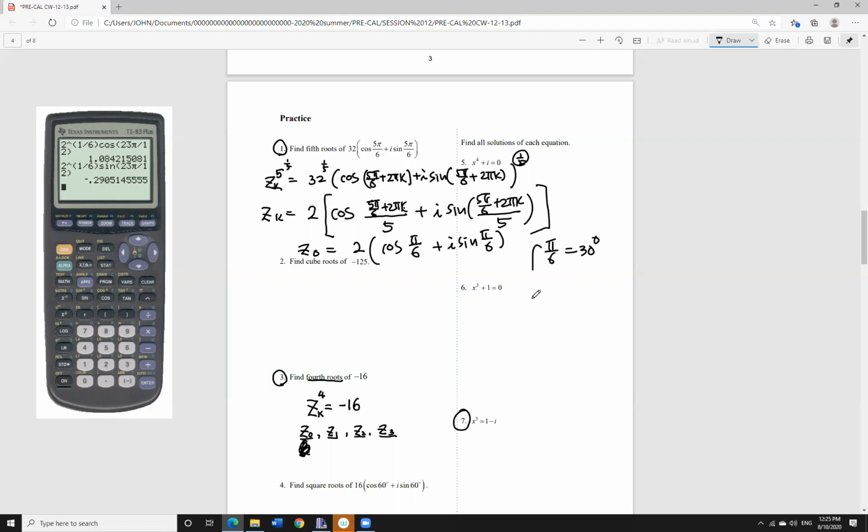What is the next angle? The total is 360, and 360 divided by 5 is what? 72 degree difference. Okay, the second angle is how much? I'm going to use degrees. 72 plus 30 is how much? 102 degrees. Third one is what? 72 again, 174 degrees. Fourth one is 72 again, 246, right? 246.